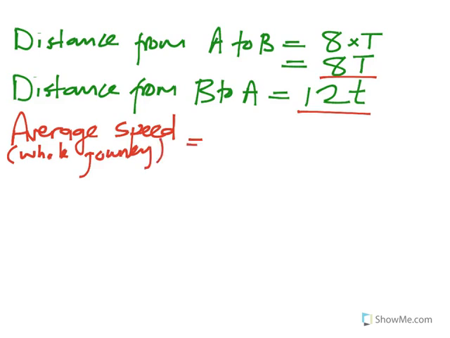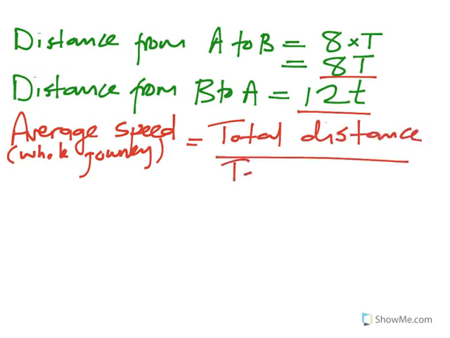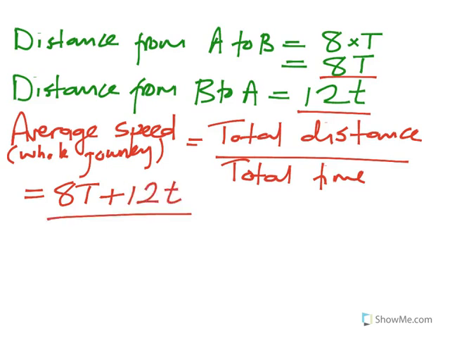Average speed is equal to total distance over total time taken, which I'm going to solve for. Now, total distance, remember the distance from A to B is 8t plus what again? 12t. Over the total time taken, we said it was a T plus what? Plus t. Remember that.